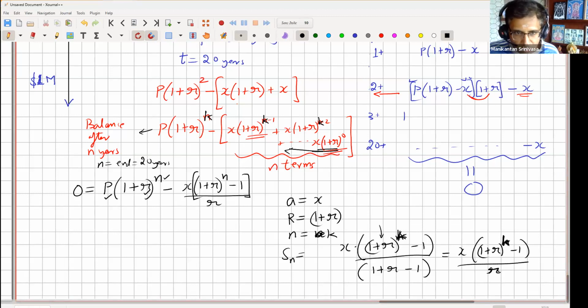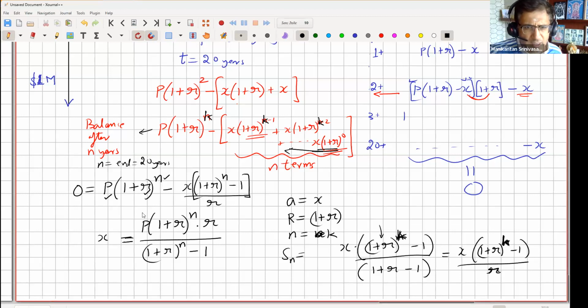In fact, if I just move everything to this side, X comes out to be P into (1 plus R) whole power N times R upon (1 plus R) whole power N minus 1. This is what my X comes out to be, right? Am I right, or am I making some mistake, guys? Please, can you check?